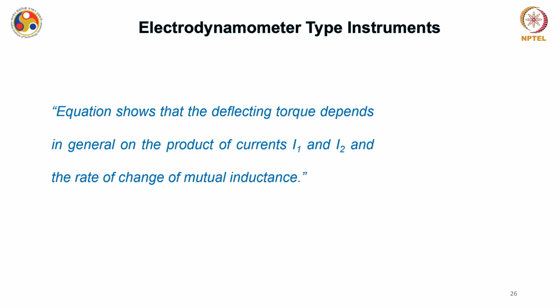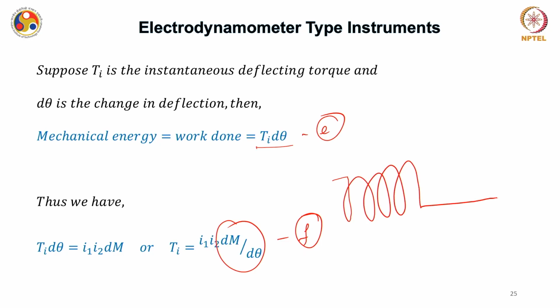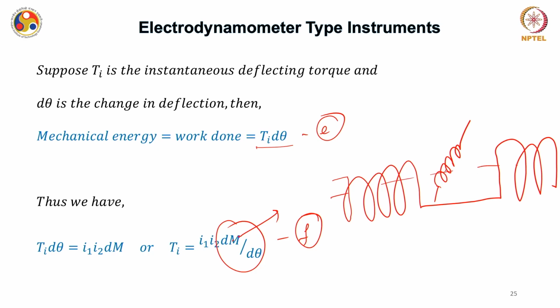And it also is proportional to the rate of change of mutual inductance with respect to theta. Practically, this dM by d theta, if you see, is nothing but, say this is the fixed coil and say this is the moving coil. This M, the mutual inductance, will depend, of course, on the flux linkage with this moving coil.